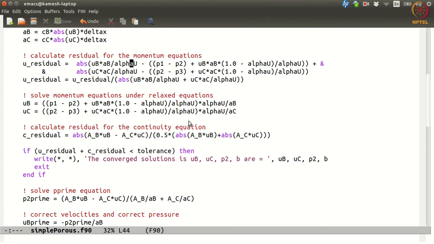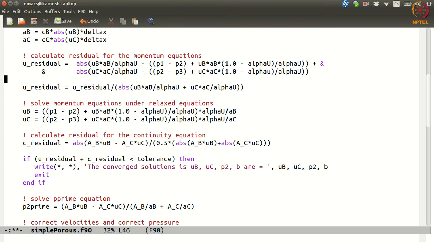That means AP, UP, AP, right? That is UB, AB by alpha U. So we are normalizing this. This is only a normalization so that a small quantity that is coming up from these terms would not be overlooked.